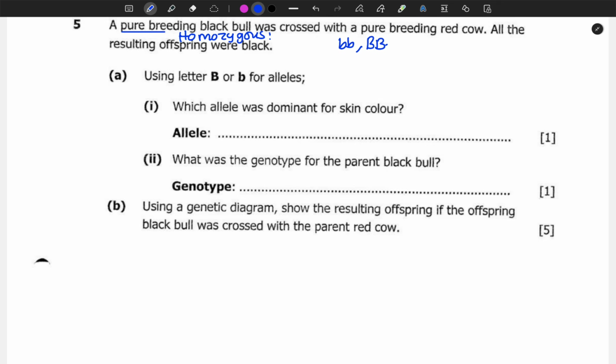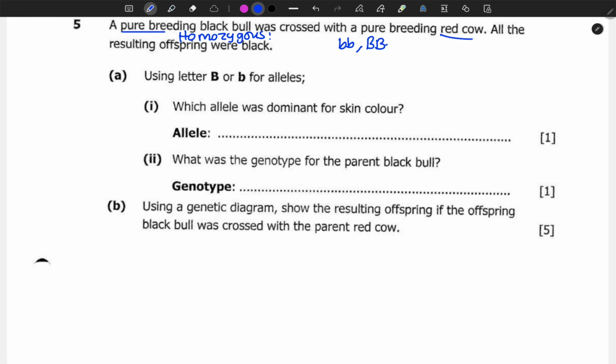So it was crossed with a pure breeding red cow. So we have two animals that were in a homozygous situation. Now all the resulting offspring were black. Remember, the bull was black and it was pure. The cow was red and it was pure. But all the offspring took the color of their father, which means that the color of their mother was shadowed. It was ignored. It couldn't express itself because it didn't have that much strength to be released on the outside feature.